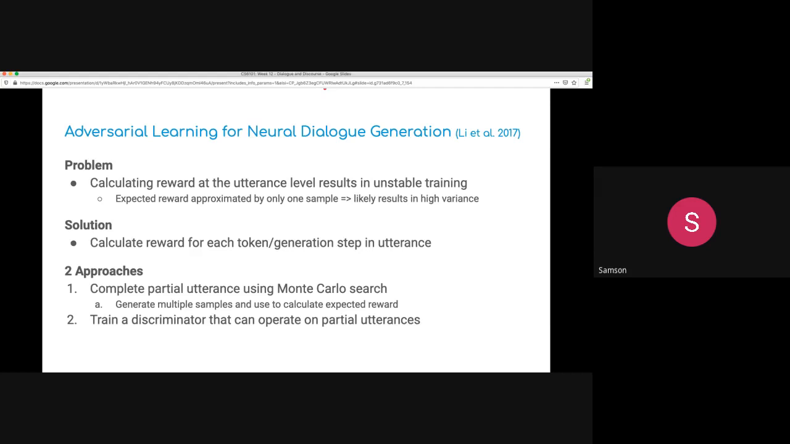Yeah. Okay. So the solution to tackle this problem is having a reward for each token or each generation step when you're generating. There are two ways of doing this. The most straightforward way is having a discriminator that can operate on partial utterances, so partial sentences. Or the other way is you can use Monte Carlo search to generate the rest of the sentence. Then from there you can generate many, many samples and use that to calculate the expected reward. So that will deal with the high variance problem.